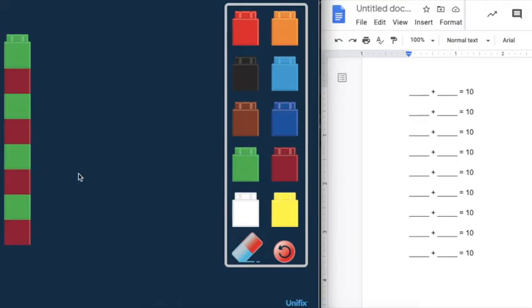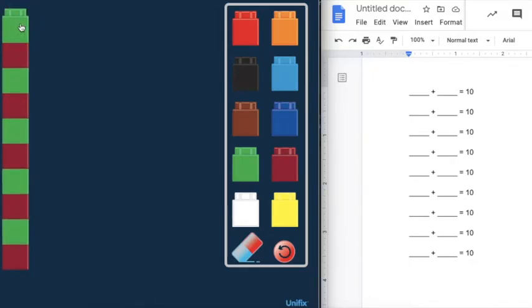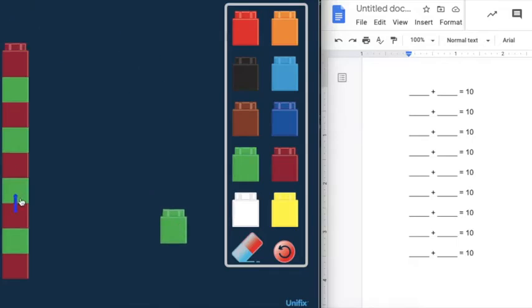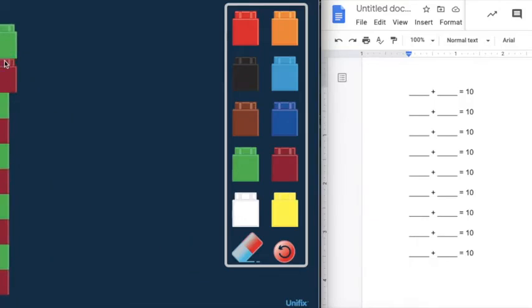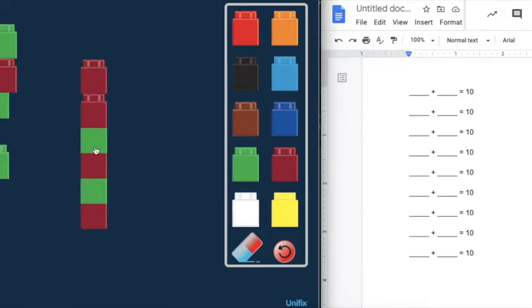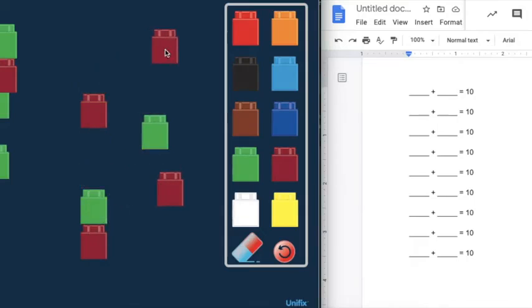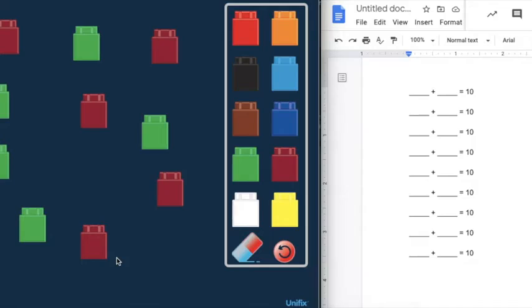1, 2, 3, 4, 5, 6, 7, 8. Uh-oh, that's not how the pattern goes. 9, 10. Now we're gonna actually break it apart. So now we have 10 separate blocks.